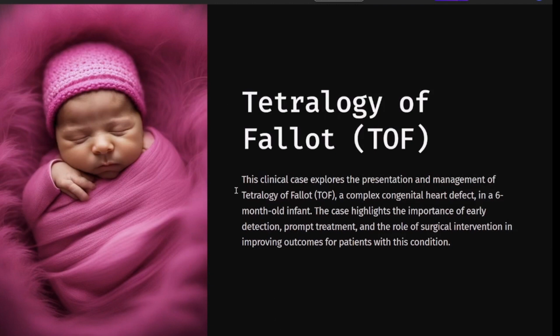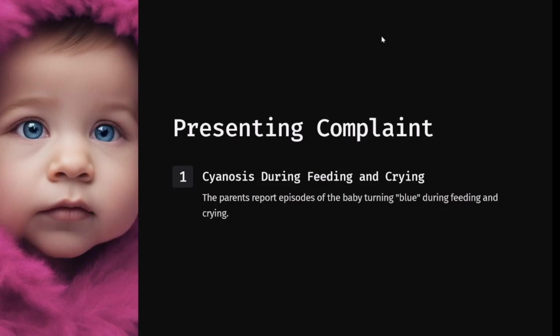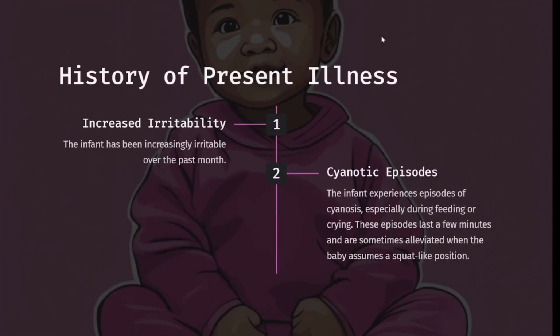Clinical case: Tetralogy of Fallot, TOF. Patient profile: age 6 months, gender male, medical history, no significant prenatal history, normal birth, delayed milestones. The parents report episodes of the baby turning blue during feeding and crying. History of present illness: the infant has been increasingly irritable over the past month, with episodes of cyanosis, especially during feeding or crying. These episodes last a few minutes and are sometimes alleviated when the baby assumes a squat-like position.